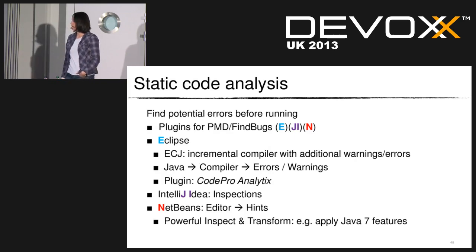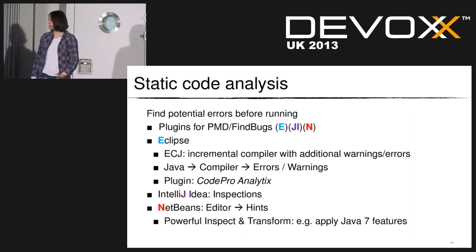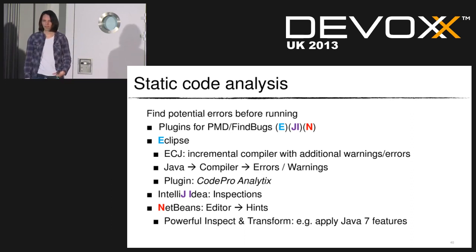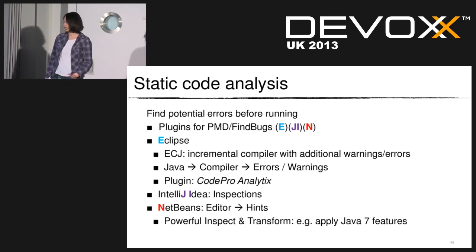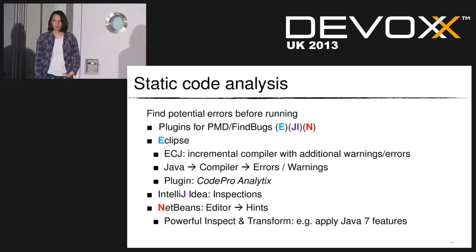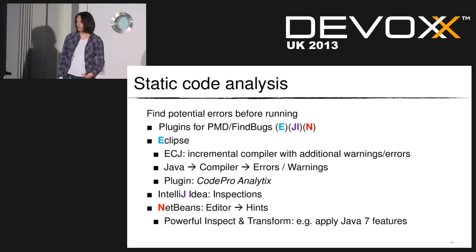So let's have a look at static code analysis. This can find potential errors in your code before actually running it. So you can find, for example, possible null pointer exceptions, which can happen when you pass a null to a method and something is called on that parameter. And there are plugins available for PMD and FindBugs for all the IDEs.